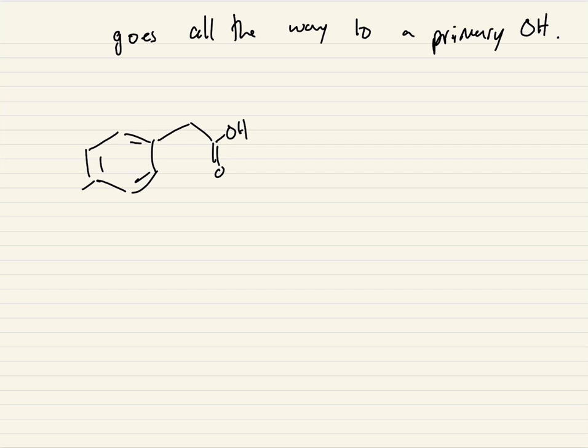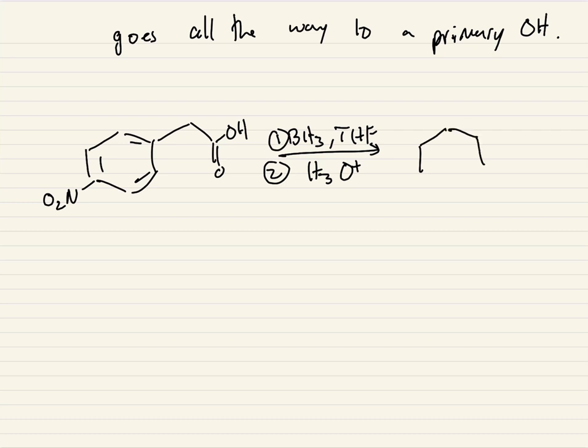And then, so here we have p-nitrophenylacetic acid, O2N, and if we were to reduce it with borane and THF, and then add acid afterwards, this would convert this into a primary alcohol because that's at a terminal end of a carbon chain. So we have something like this. We get an OH where the carboxylic acid group was, and then 2 hydrogens there as well, right? So this would be a primary alcohol.